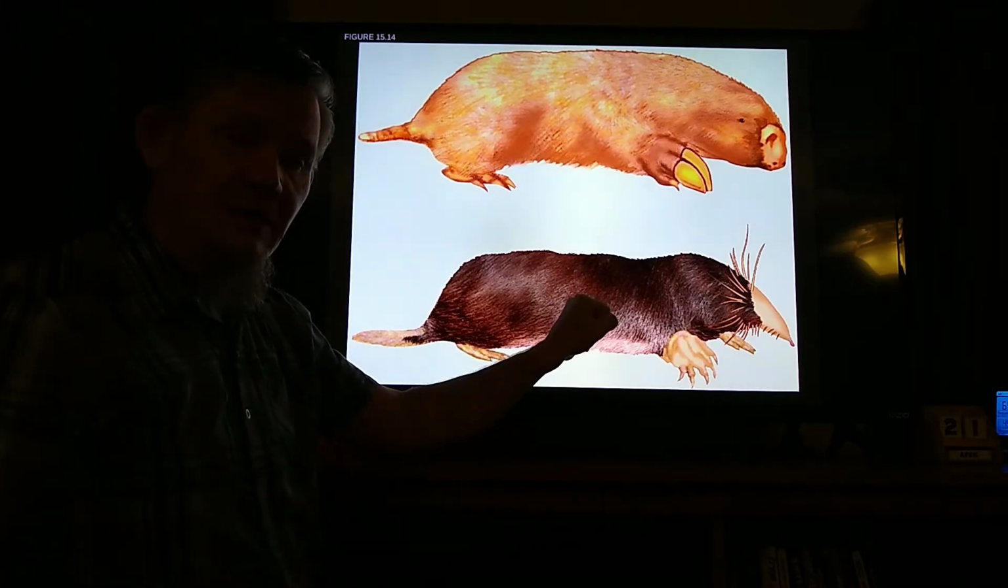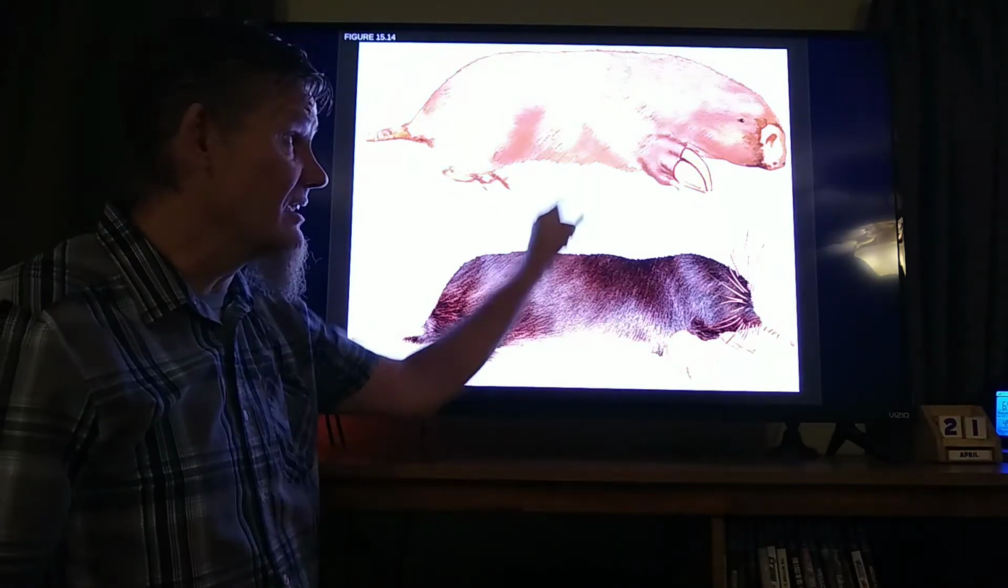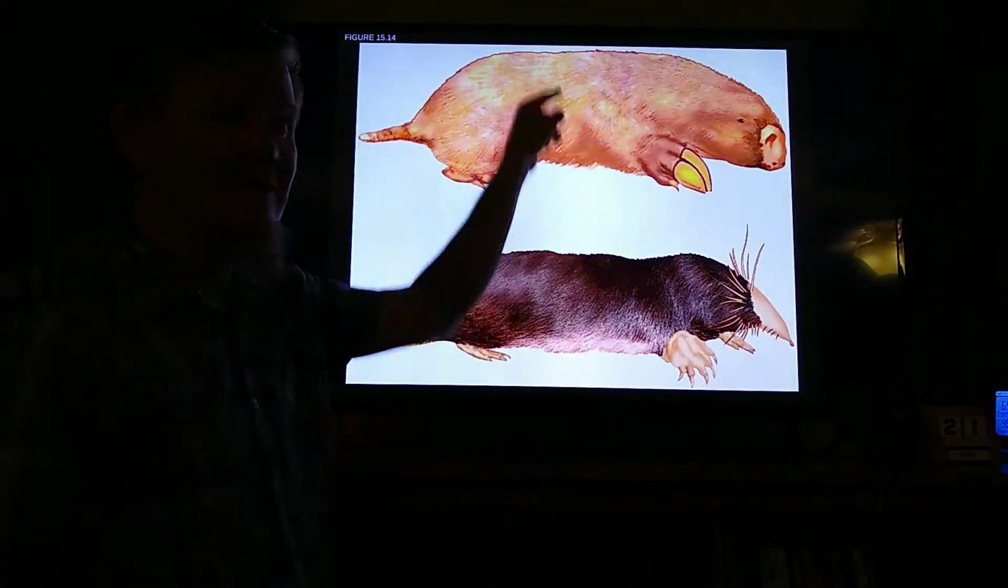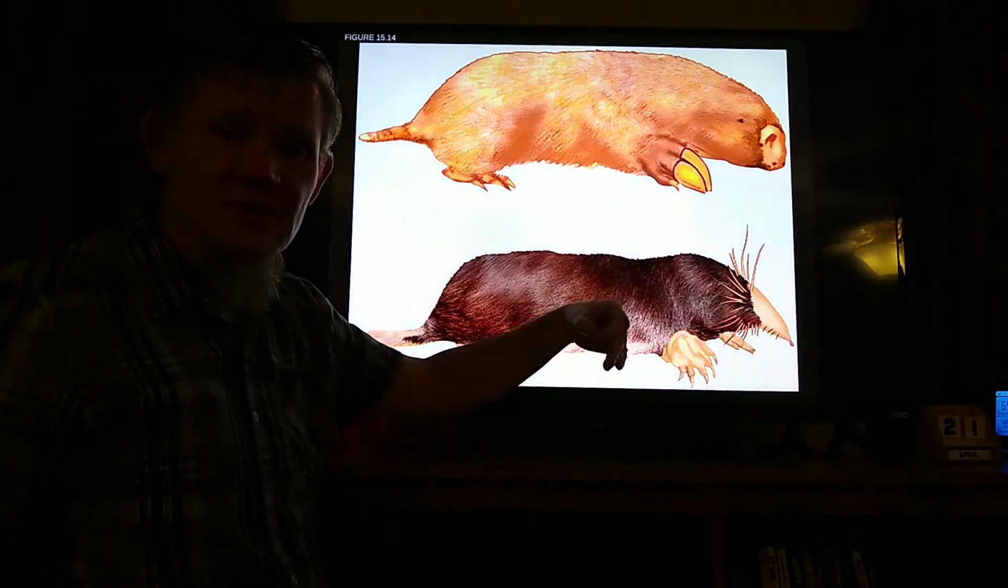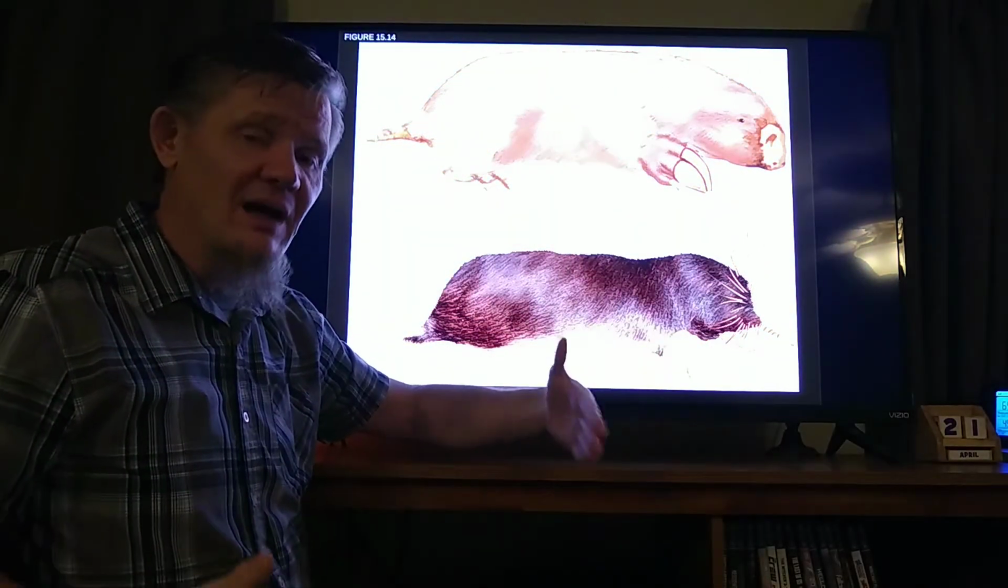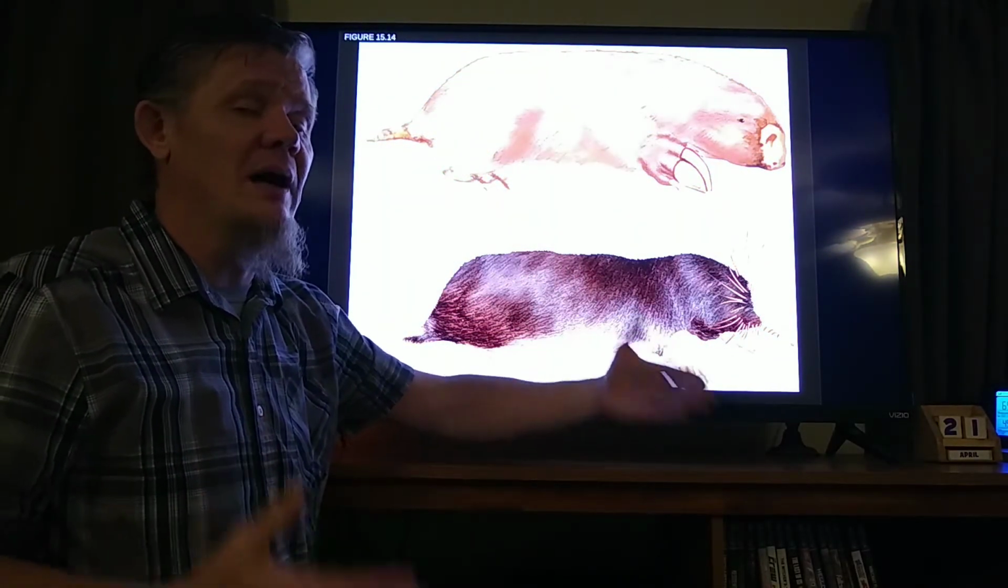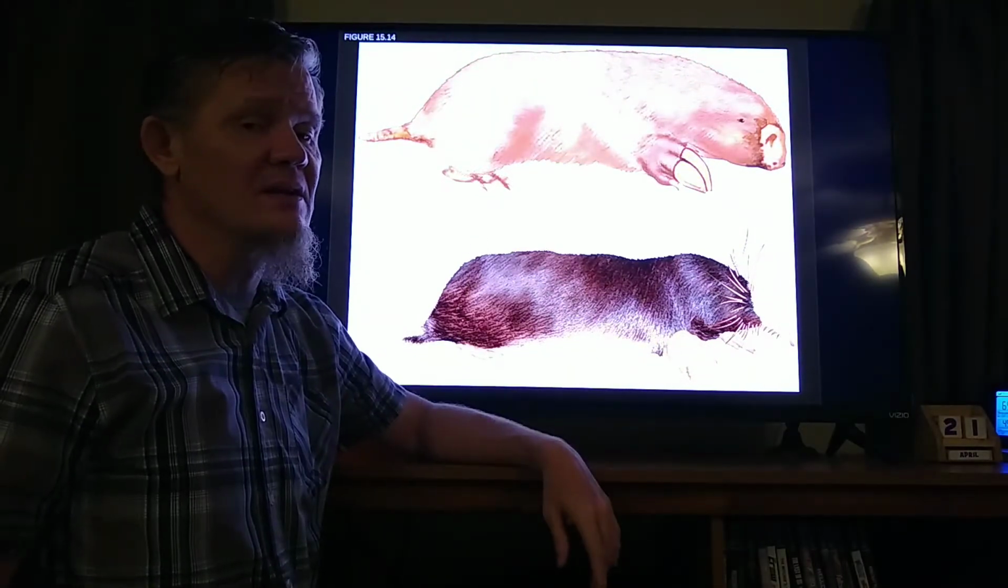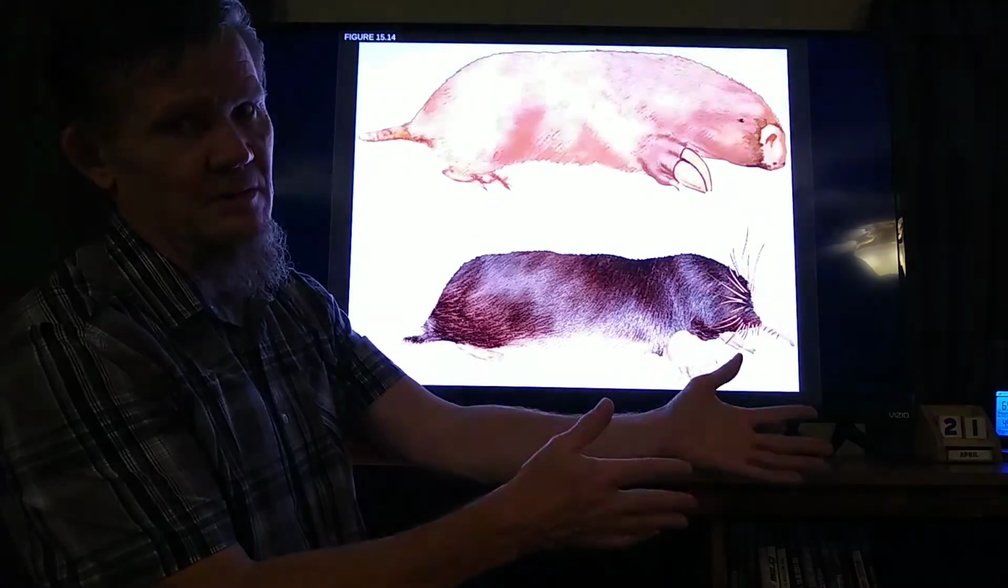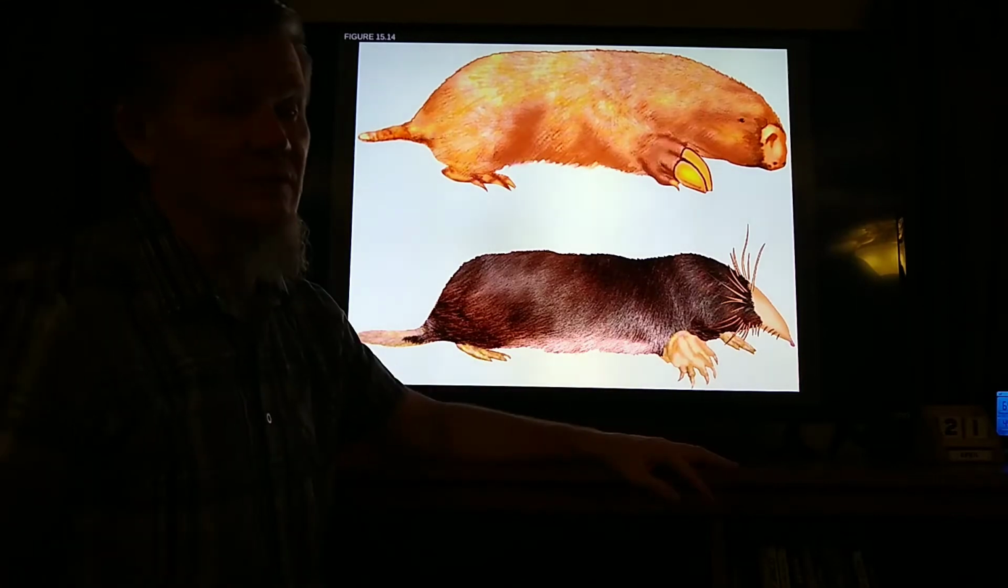This thing right here is more closely related to you than it is to that. Why do they look the same then? Convergent evolution. We've got to look at these things with a critical eye. We can't just use one single piece of evidence and say, bam, you're related to each other. You have to look at a multitude of things.